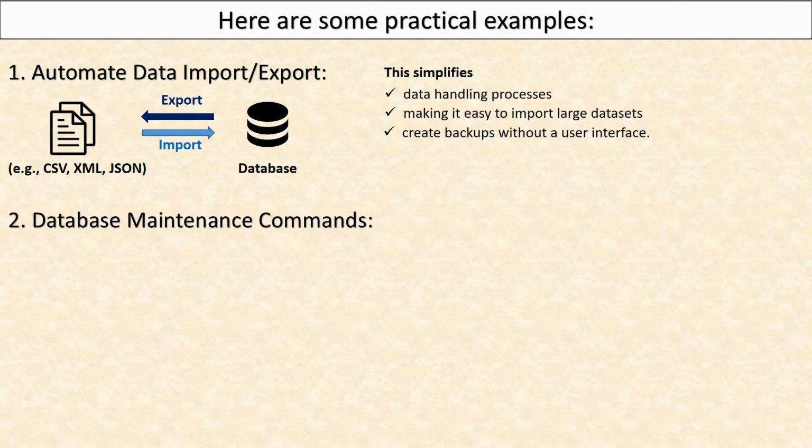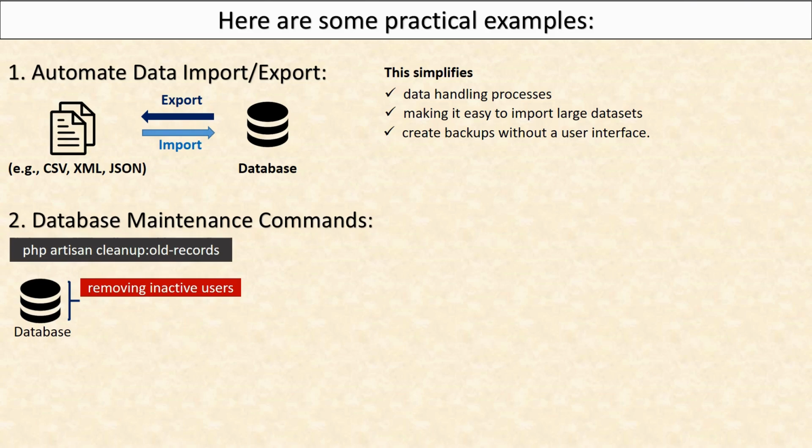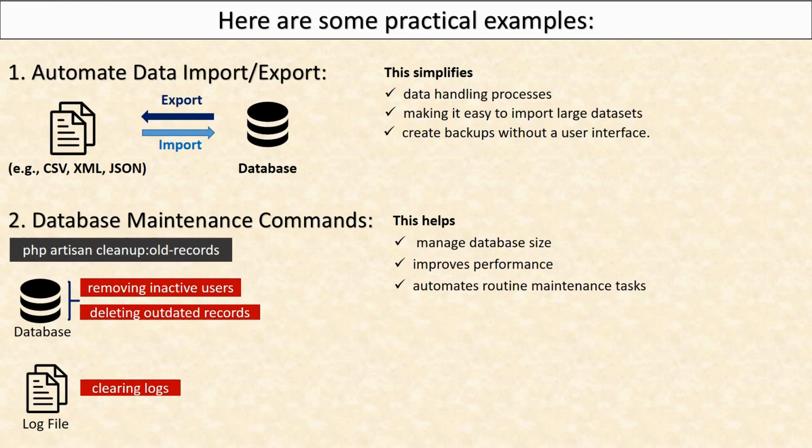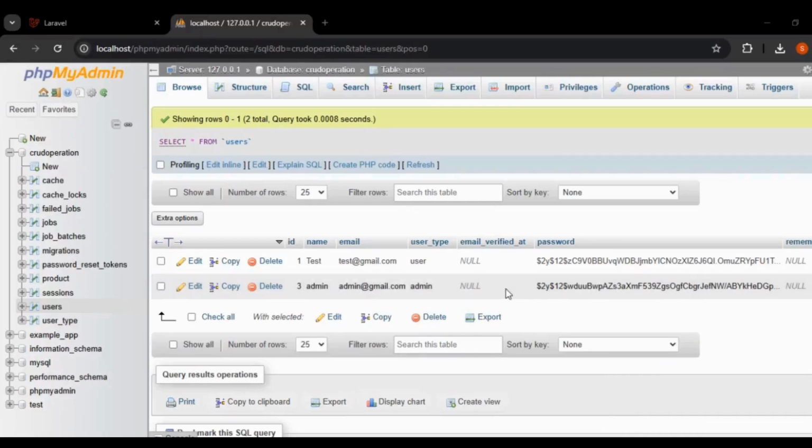2. Database maintenance commands. Set up commands for tasks such as removing inactive users, deleting outdated records, or clearing logs. This helps manage database size, improves performance, and automates routine maintenance tasks. Now we will implement database maintenance commands practically. We will create a custom command to remove inactive users.